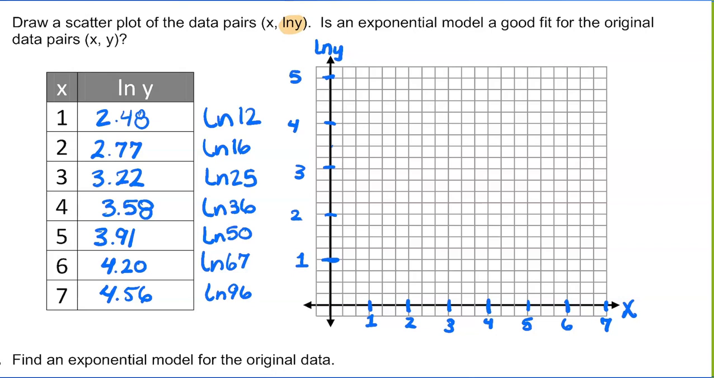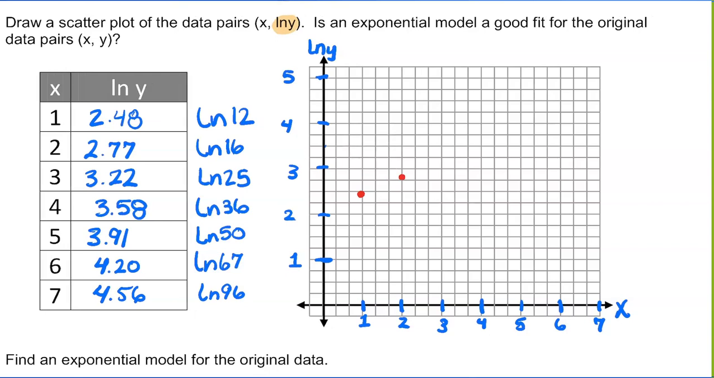So let's plot these points. At 1, we should be at 2.48. So 1, go just below 2.5, and we are 2.48. At 2, we'll be at 2.77, so just above 2.75. At 3, we're at 3.22, so just below 3.25. At 4, we're at 3.58, so just above 3.5.